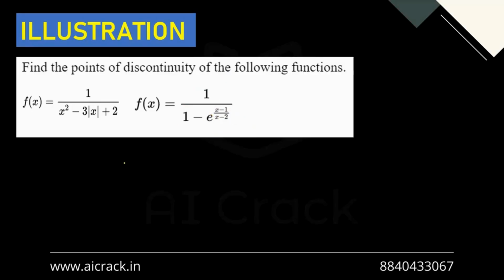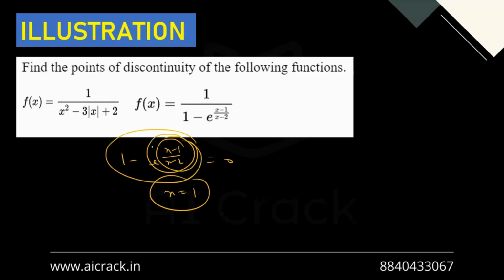Okay, so the first condition is 1 minus e raised to the power (x minus 1) divided by (x minus 2) equals 0. Now for that, the exponent has to be 0. This becomes 0 when x equals 1. So when x equals 1, the exponent becomes 0, this becomes 1, and this entire expression becomes 0.